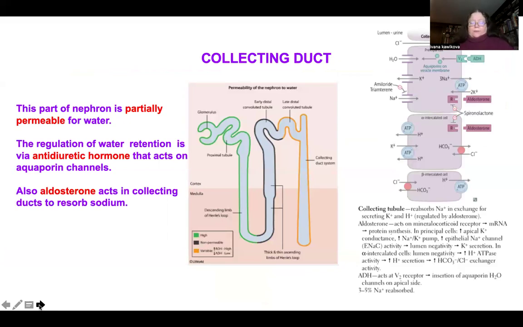So I will finish here with the absorption. And so we discussed today filtration and absorption, and next time we will discuss secretion in the nephron.